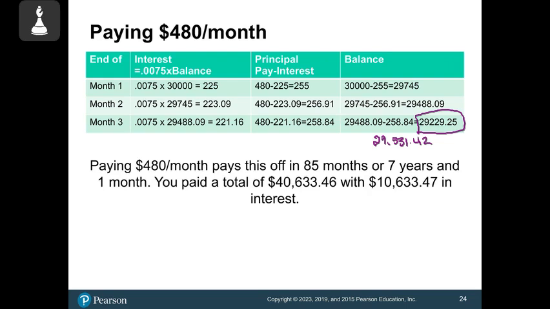If you pay $480 a month, you'll pay this off in 85 months, which is 7 years and 1 month. So rather than paying for 10 years, you've paid this off in about 3 years early. You'll also see here the total you paid is less. It's $40,633.46 and $10,633.47 in interest. So we saved maybe what, $4,500 in interest just by paying this loan off faster.